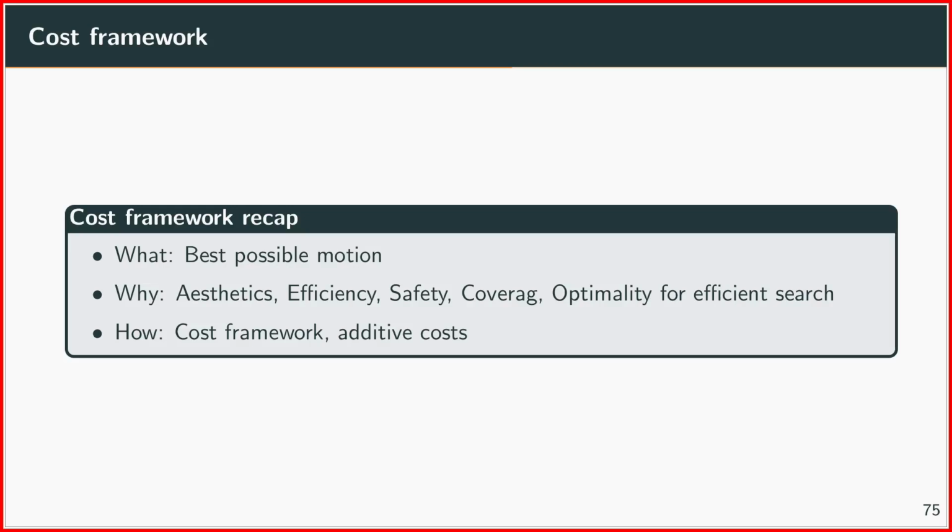OK, just to recap this, what we actually want is the best possible motion. And why do we want it? Because it helps us for aesthetics, efficiency, safety, coverage, and also optimality for efficient search. And the way of how we do it is that we define this cost framework, and we are taking special care that we have only additive costs.